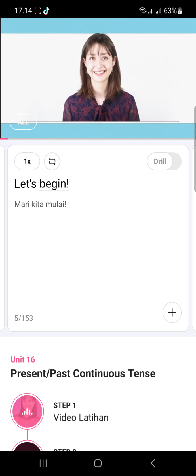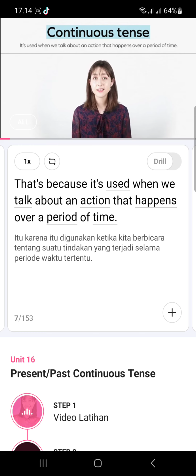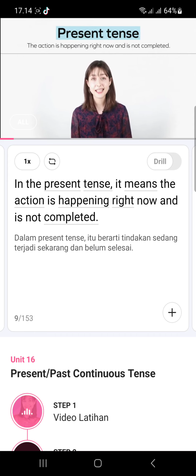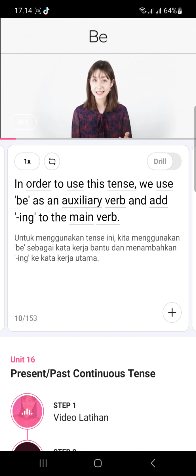Let's begin. The continuous tense is also called the progressive or imperfect tense. That's because it's used when we talk about an action that happens over a period of time. In the past tense, it's used to talk about some action you were doing during a certain time. In the present tense, it means the action is happening right now and is not completed. In order to use this tense, we use be as an auxiliary verb and add ing to the main verb.